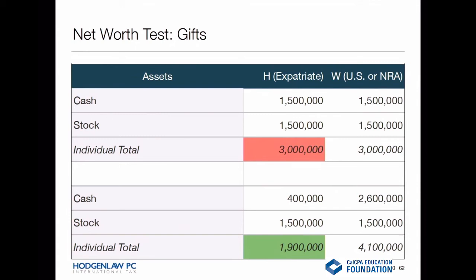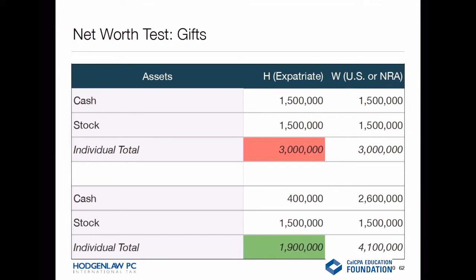And where we really spend a lot of time pre-planning with our clients is the net worth test. This number is not indexed for inflation, so the 2 million threshold for this test, basically every year that number gets smaller and smaller, even though it stays the same, because of the time value of money. So as time goes on, it gets harder and harder for people to meet this test. So one of the major ways that we deal with this test is by advising clients to make gifts.